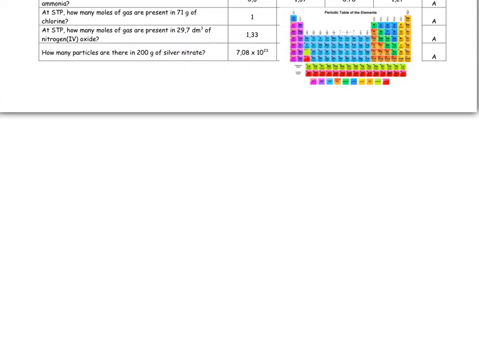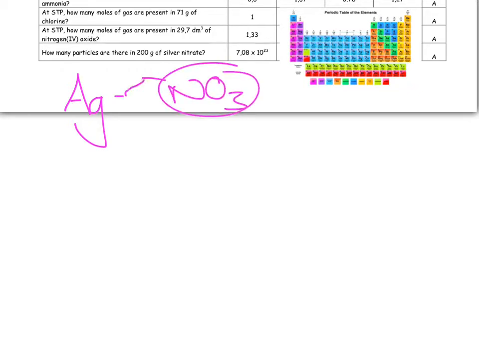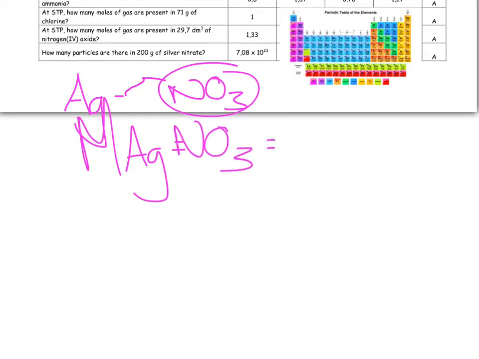How many particles are there in 200 grams of silver nitrate? Silver has a valency of 1. Nitrate, NO3, has a valency of 1. So I'm going to need to work out the molar mass of silver nitrate, which is equal to 108, sorry, not 180, 108, plus 14, plus 3 times 16, which is 170.